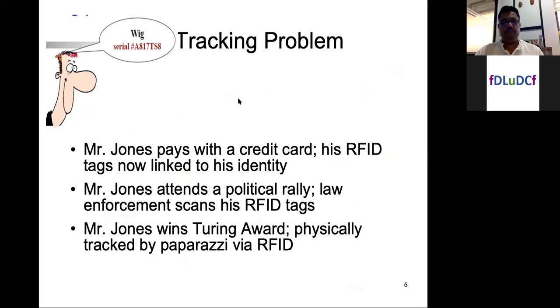For example, if Mr. John, in my example, buys a wine using his credit card, then whatever government agency or person wants to trace him can find out that this RFID belongs to Mr. John. If the authority wants to trace Jones, they just trace this particular RFID. Then that agency knows this guy is attending this place, that place, these activities, and so on and so forth. That is a tracking problem. That is a kind of privacy violation.